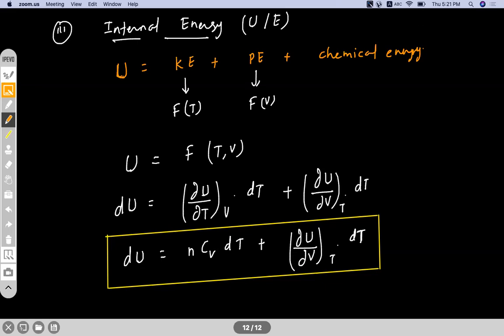See, volume affects the relative distance between the molecules, and potential energy is because of the relative position. That's why it affects the potential energy.